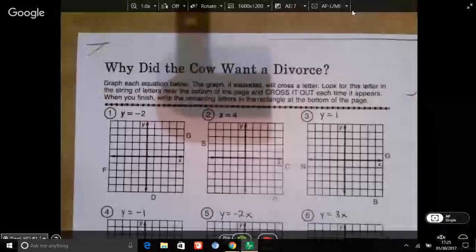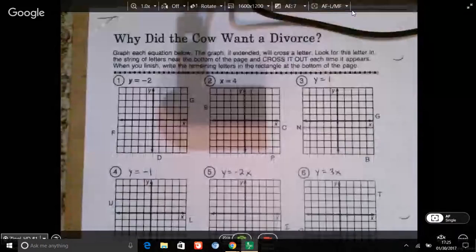Okay, so for this one, why did the cow want a divorce? For those of you who are Googling this and came upon this, I changed this one to suit my class. I just wanted to focus on special cases. So this is not what you ordinarily would find on the Algebra with Pizzazz.